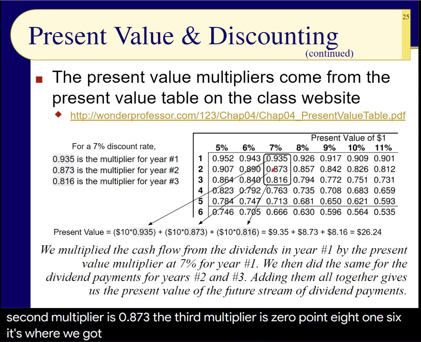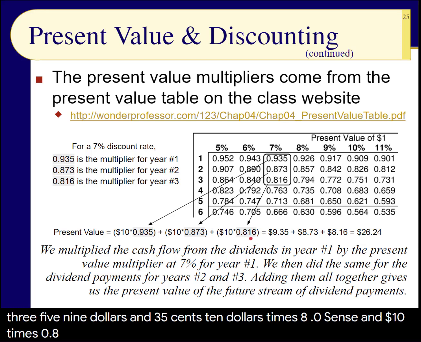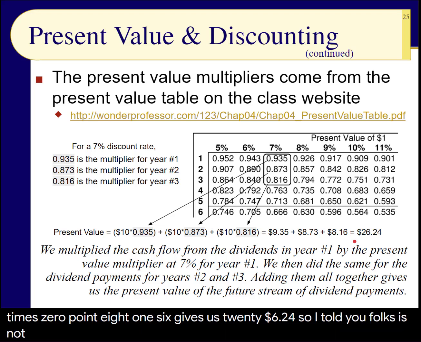This is where we got these, right? There they are. $10 times 0.935, $9.35. $10 times 0.873, $8.73. And $10 times 0.816 gives us $8.16, for a total of $26.24. So I told you, folks, it's not hard to do.